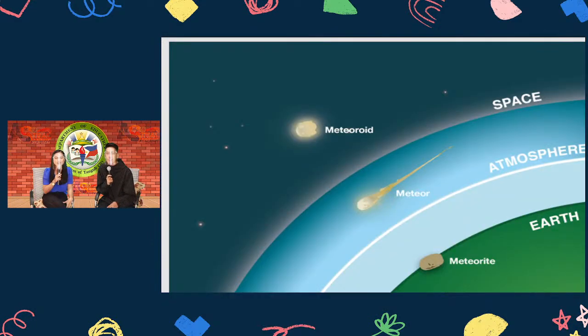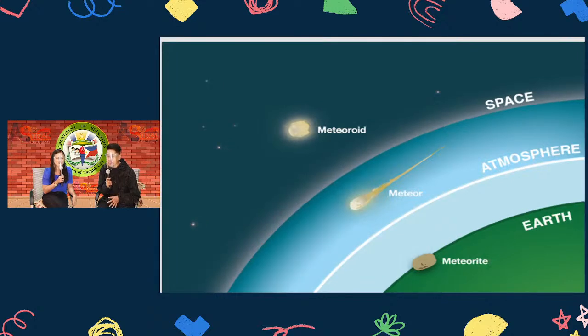Just a piece of information, as shown on your screen: we call the celestial object a meteoroid if it is still in outer space, meaning it is still just a rock in outer space. It is a meteor if it enters the Earth's atmosphere, and a meteorite once it lands on the Earth's surface. So they are the same thing, Sir Louis, but their names differ based on their location, where the space rocks are located.